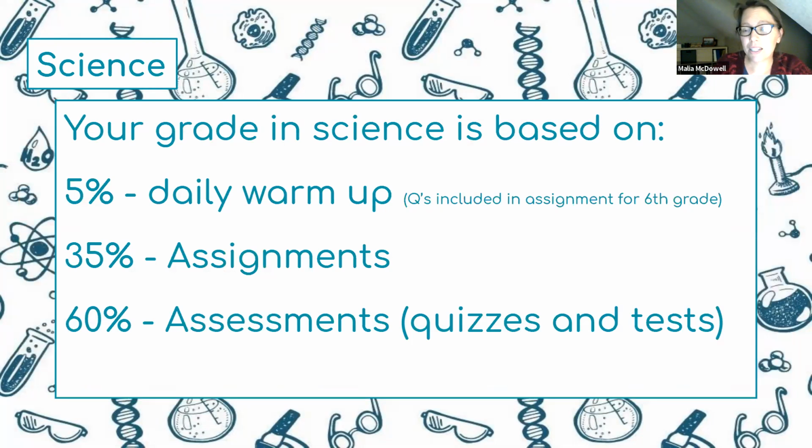This is the way our science grades are broken up. In 7th and 8th grade, 5% of the grade is a daily warm-up. 6th grade does that daily warm-up too, but it's included in their assignments grade for 35 or 40%. And then assessments make up the largest chunk of a science grade. 60% are based on quizzes and tests.